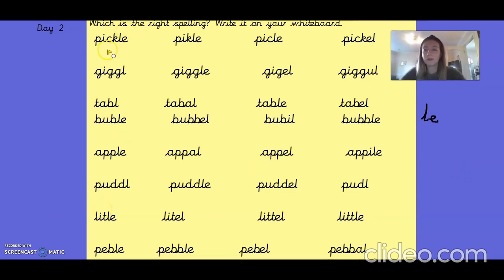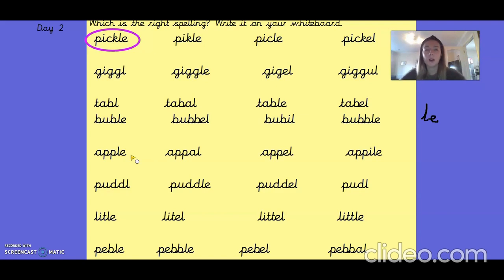Okay, so looking at this first row, we have got the word pickle. Which did you think was the correct spelling of pickle? P-I-C-K-L-E, pickle. So this is the correct spelling of pickle because C and K make the K sound in this word, and then we've got our L-E on the end. So it's not this one because in pickle we have our digraph K. The next one was giggle.